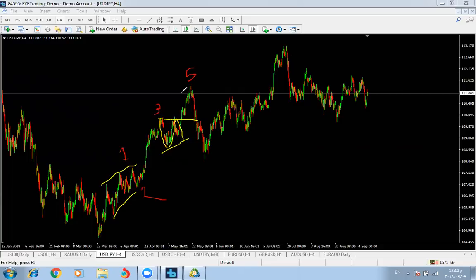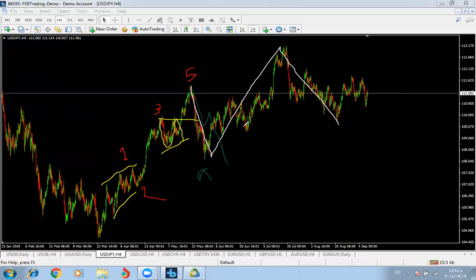The next move for the yen was ABC to the downside. So let me change the color because some people told me the blue color is not clear. Okay. This is A, this is B, and this is C. As we see, this is wave A in the form of ABC, 2 legs to the upside. This is A, this is B, and this is C.